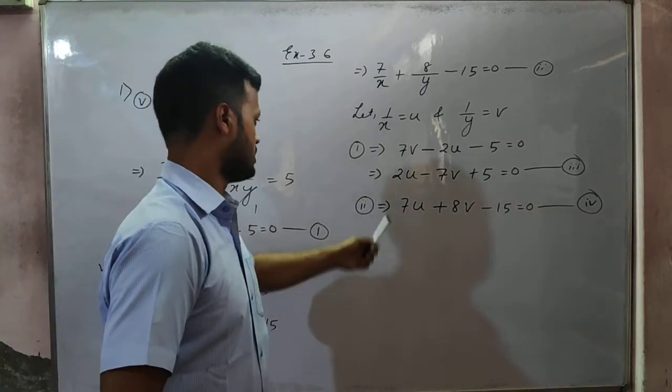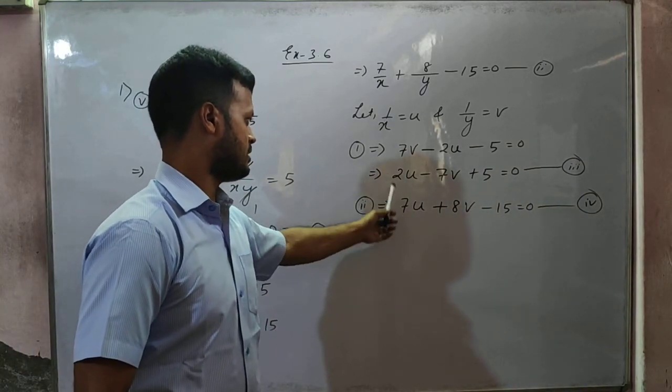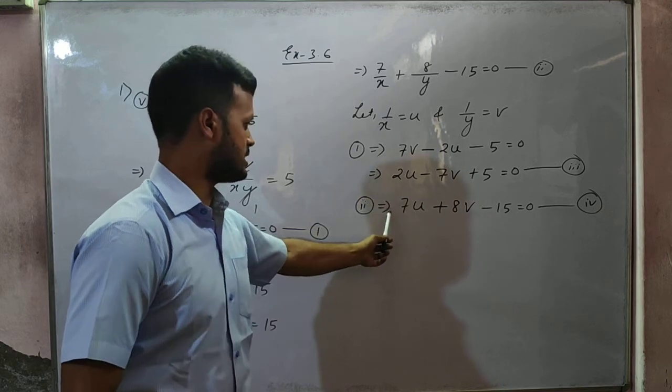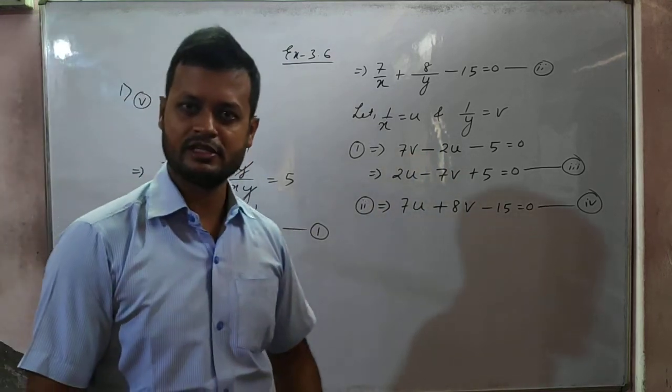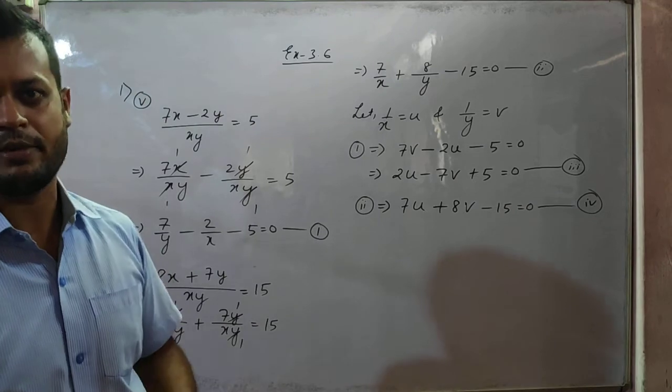Now you can generally solve. Use the elimination method. For 2 and 7, take the LCM, 14. This equation you multiply by 7, this equation you multiply by 2, and solve. And then you will get the values of u and v. From there you will get the value of x and y.